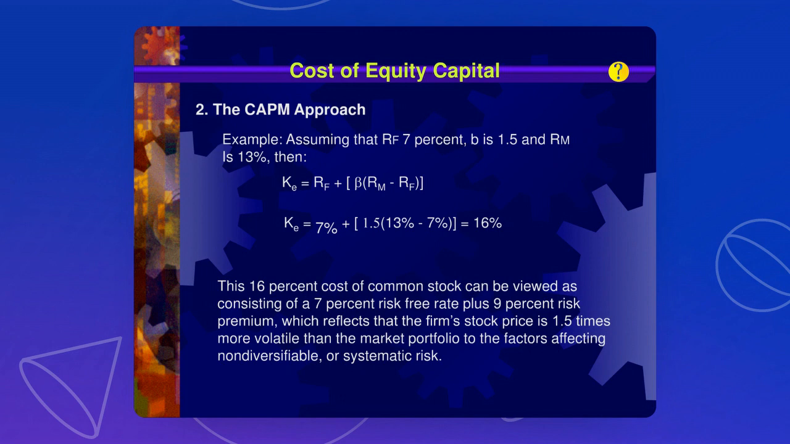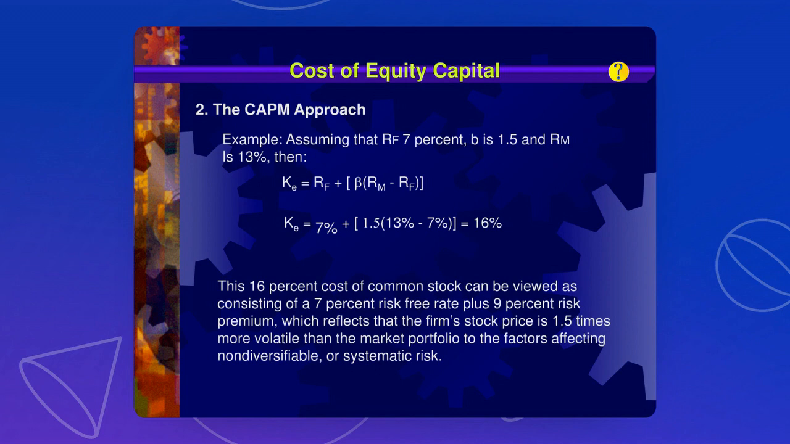So 7% is your risk-free rate. How about the beta? The beta here is about 1.5, and the RM, as the market return, is at 13%, and the RF is the risk-free rate of 7%. So the answer here is 16%.